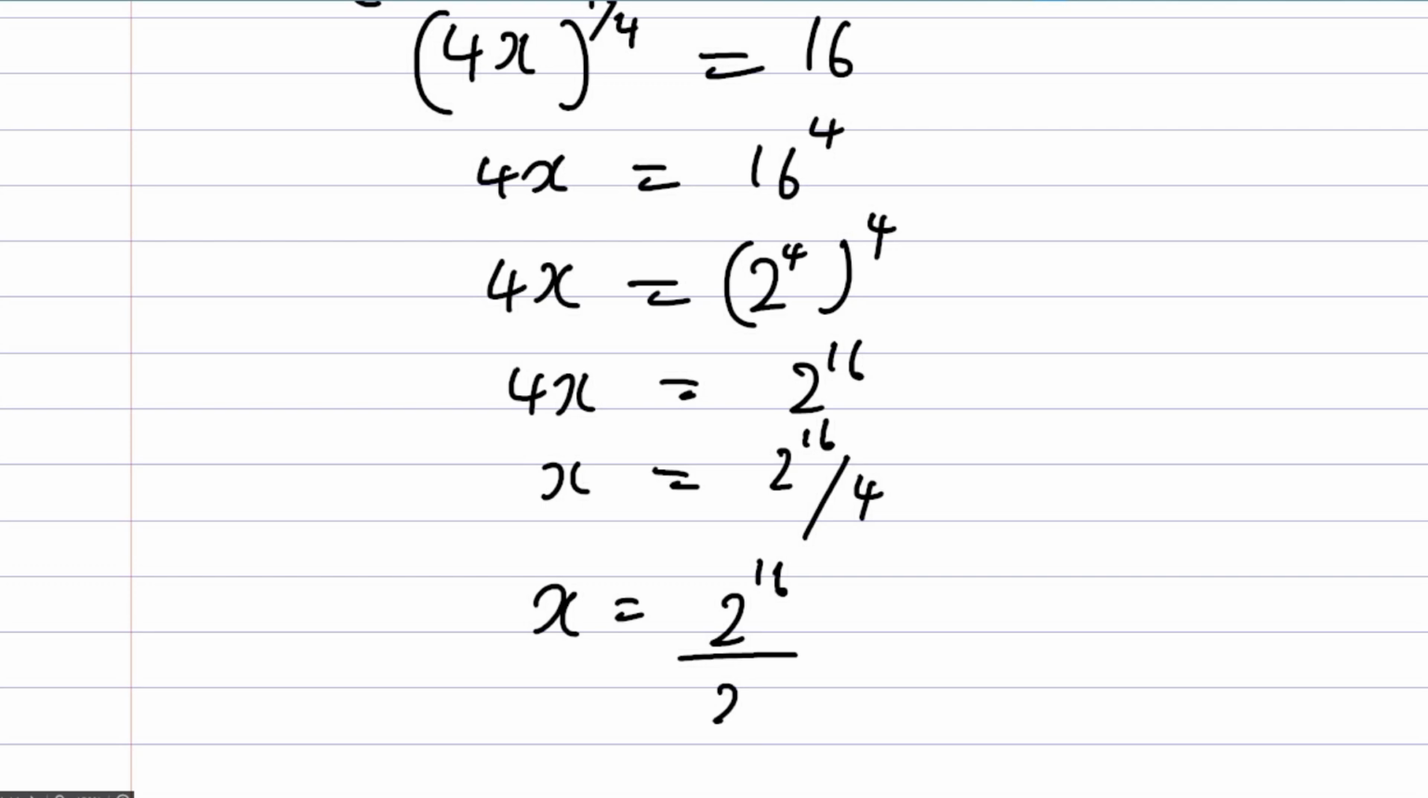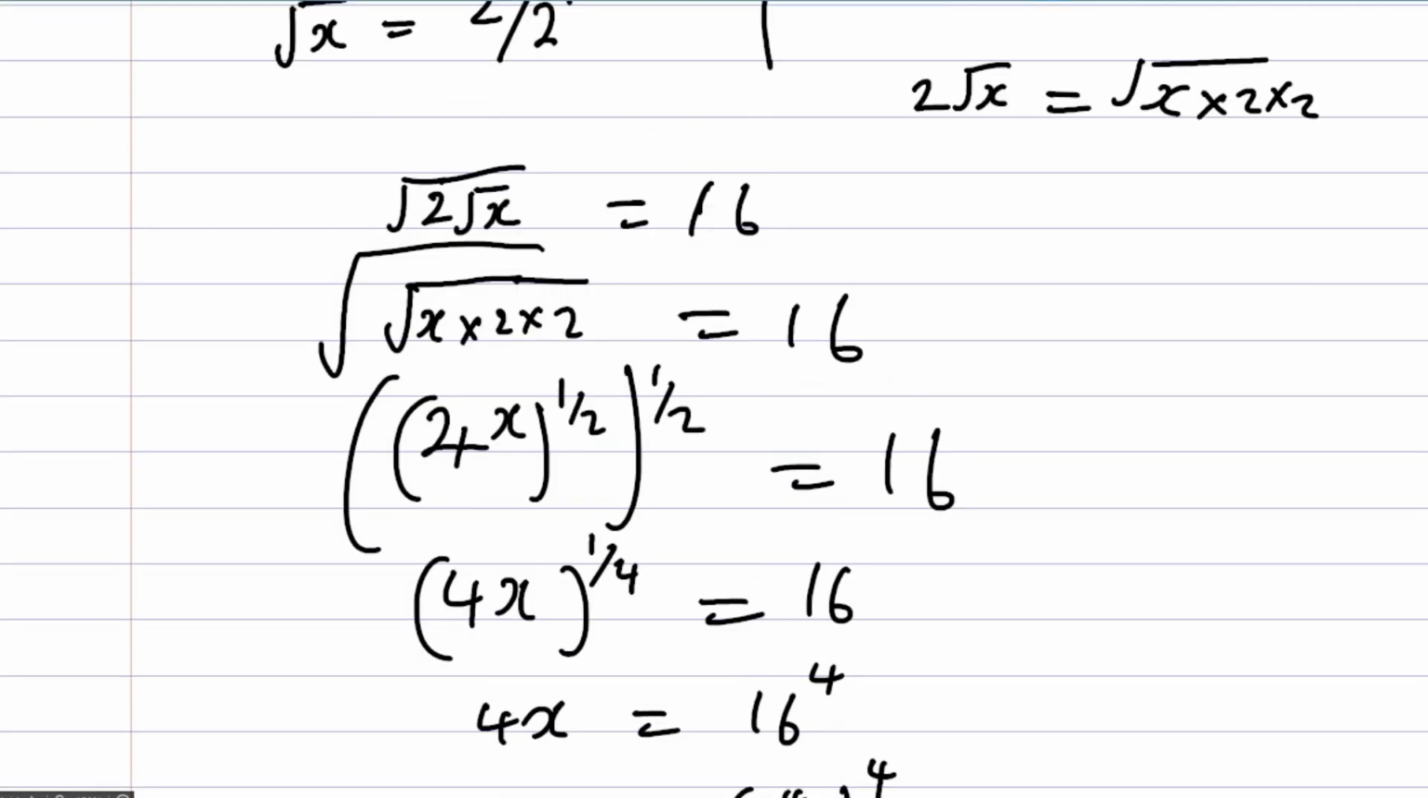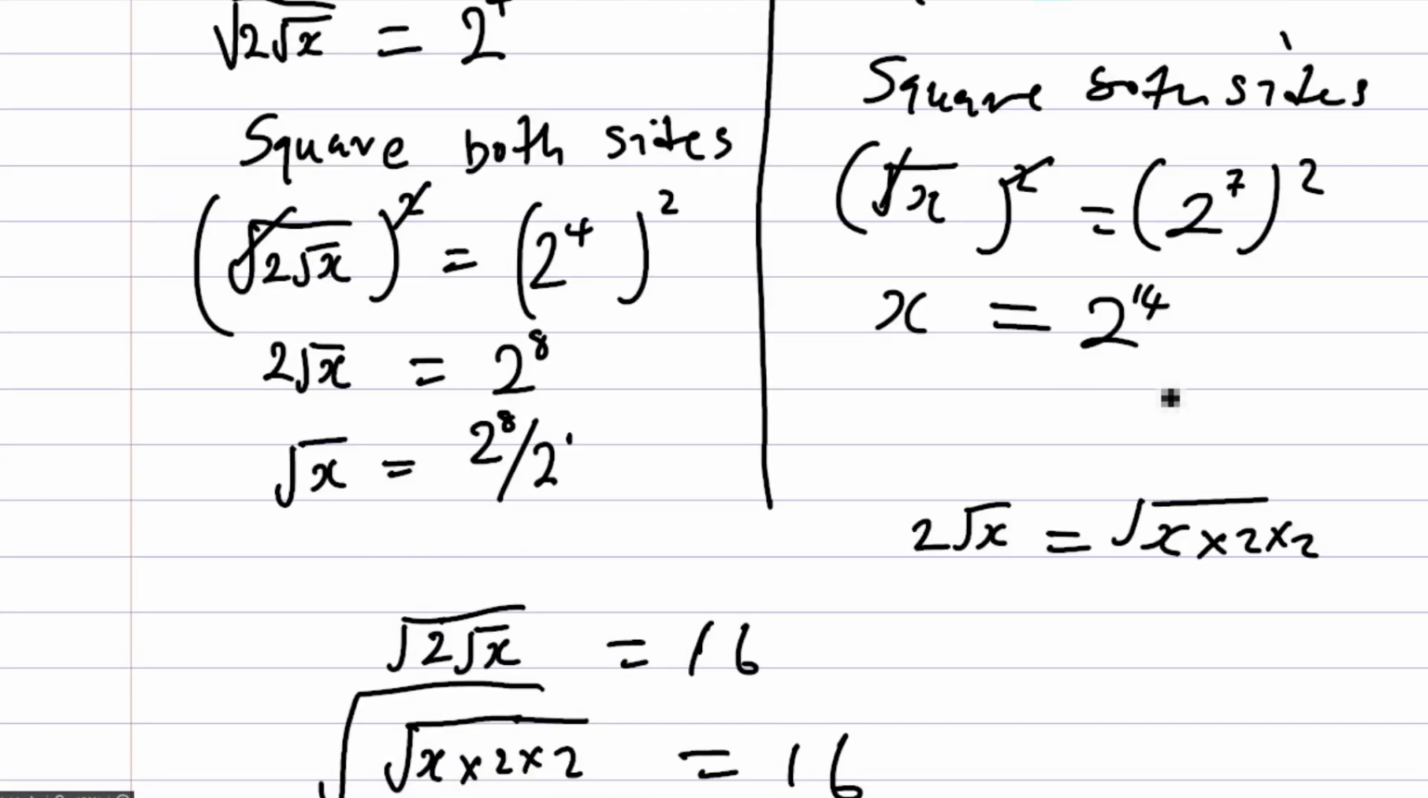So x is equal to 2 raised to power 16 divided by 2 raised to power 2, which gives us 2 raised to power 16 minus 2, which gives 2 raised to power 14. Let us check if it's exactly the same thing we got here. Yes, it's exactly the same thing we got here, 2 raised to power 14.